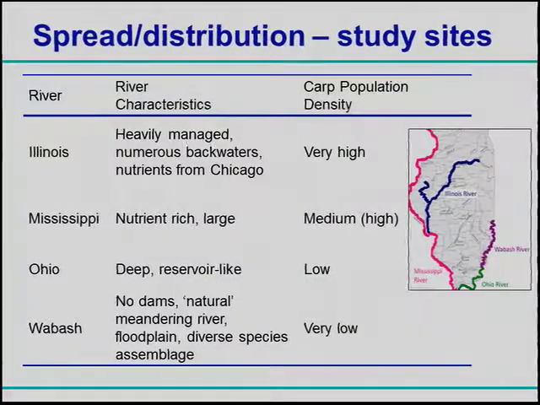All the videos and all the jumping carp and everything I've shown so far, with exploding carp all over the water, that's all coming out of the Illinois River with super high population densities. Mississippi River, not quite as high population densities. The Ohio River is a very different river, very deep, reservoir-like with low population densities. And the Wabash is very, very low population densities.